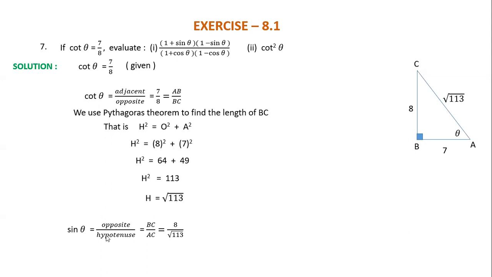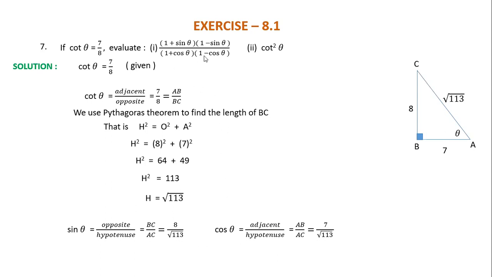Sine is what? Opposite upon hypotenuse. Opposite is 8, hypotenuse is root 113. So 8 upon root 113. Cos is adjacent upon hypotenuse. Adjacent is 7 and hypotenuse is root 113. So these are the values of sine and cos.